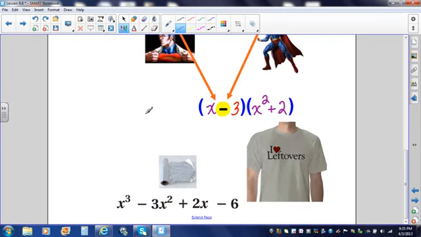Now, you are going to FOIL this. When you FOIL this, you should get x cubed minus 3x squared plus 2x minus 6. That's what we started with. So that concludes our podcast on factoring by grouping.